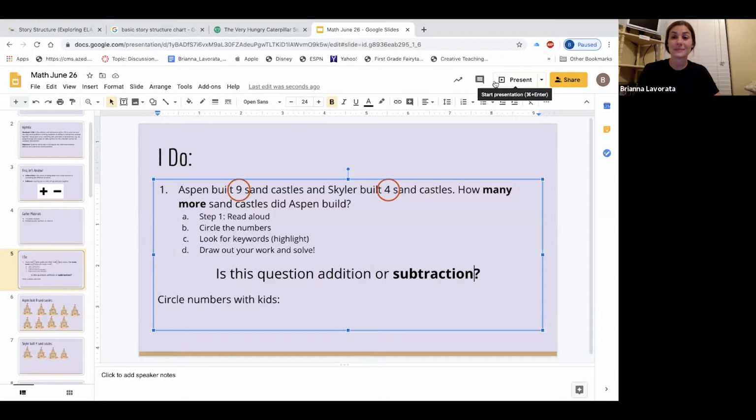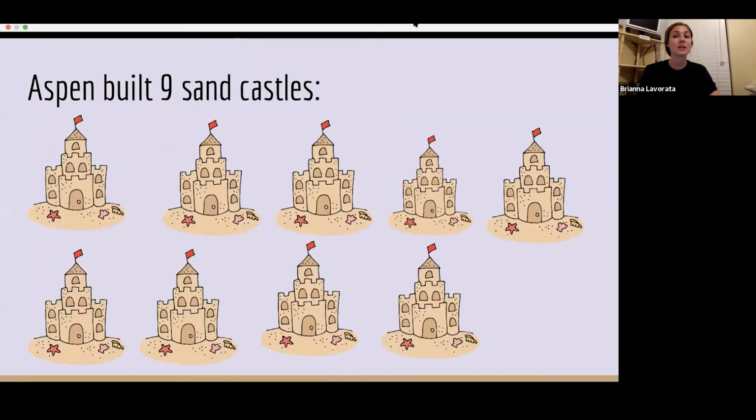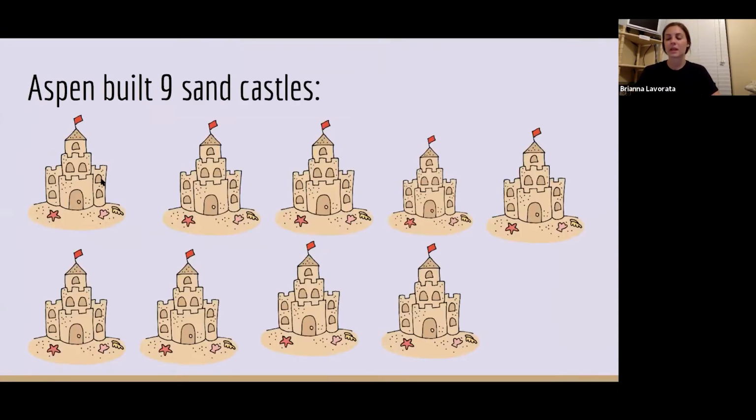So I'm going to go ahead and make this big again since we were able to work on this together. So Aspen built 9 castles, right? So I'm going to draw out 9 sandcastles, okay? So on a piece of paper, I'm modeling this one first. If you want to go ahead and write it down with me, that is fine. But you would draw 9 sandcastles out on your paper, okay? And they don't really have to be too great at drawings, okay?